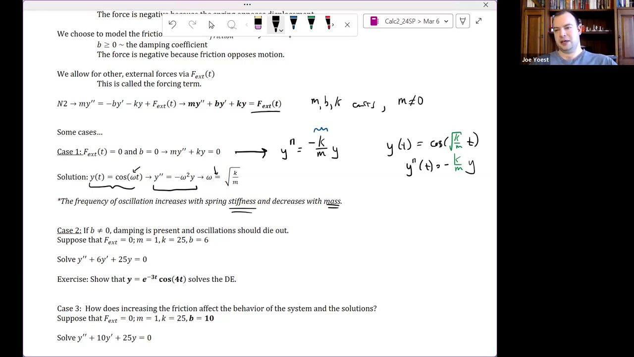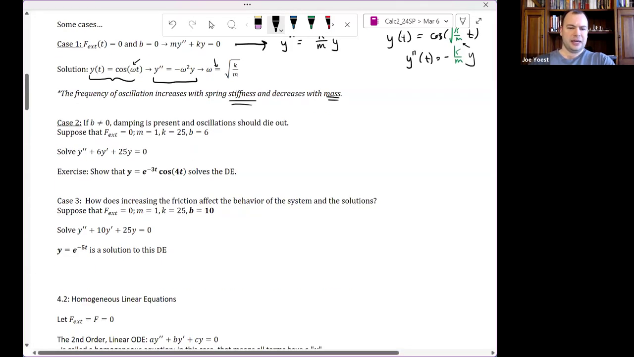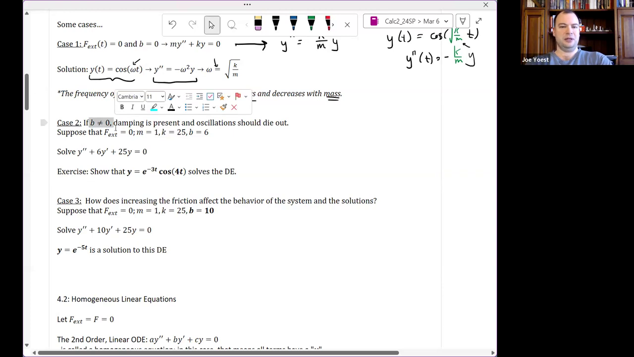If k is larger, we get faster oscillations. If m is larger, we get slower oscillations. Again, we're not going through an algorithm yet. We're not going through this super procedurally yet. We're just looking at a motivating application. We missed an underline here. There we go. Case 2, if we take b not equal to 0, but still no external force.